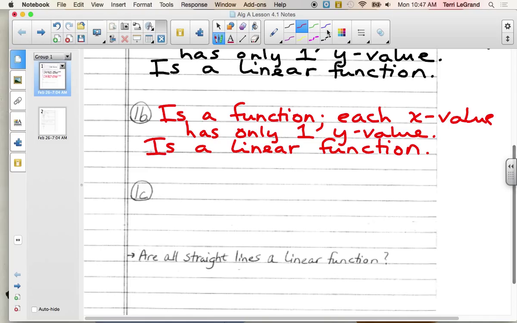Okay, let's look at 1c. How are you feeling about that one? First of all, is it a function? No. Okay, let's start raising your hands again. Is it a function? What do you think? Dakota? Yes, it is a function. Okay, and what's your reasoning for it? Each x value has only one y value.